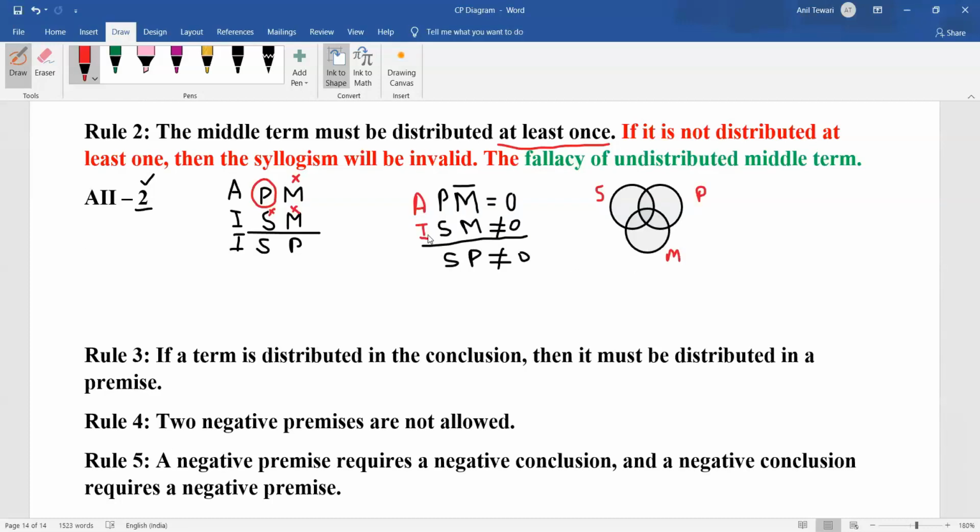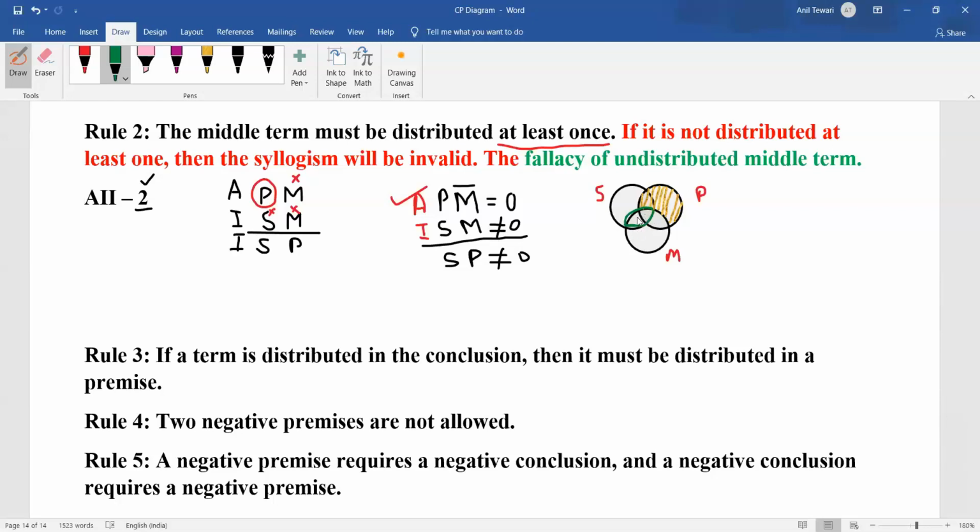So A and I, A is universal, I is particular. So we will first choose the universal. For our depiction, this is always a convention: you choose the universal proposition first for depiction. The area of predicate which is outside of middle is 0. PM bar is 0. Now let us depict SM is not 0. So look at the area which is common between subject and middle. The area of subject and middle is populated. It is not 0. So you have to put a cross somewhere.